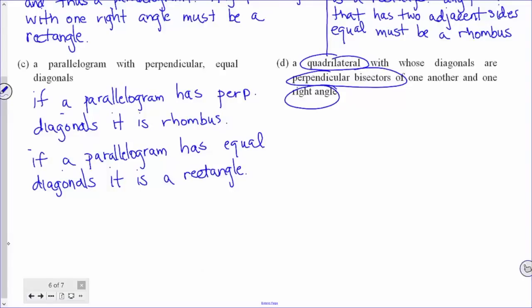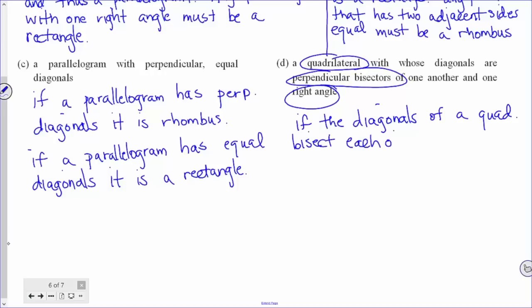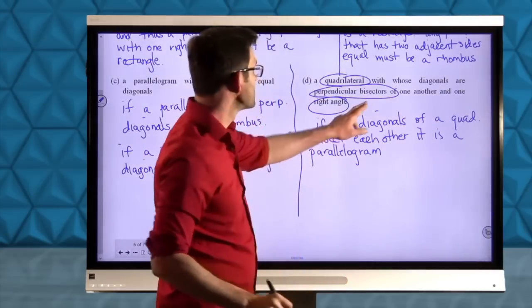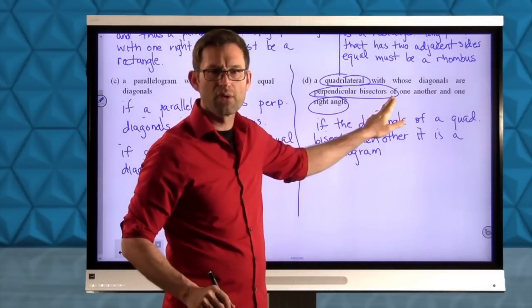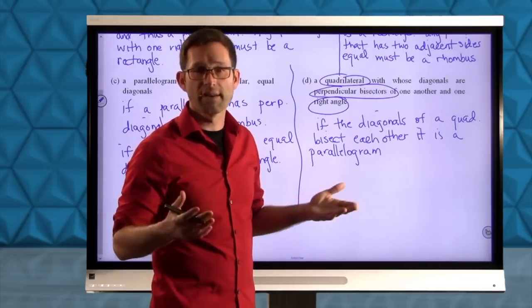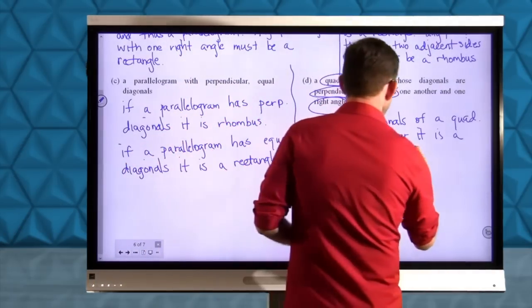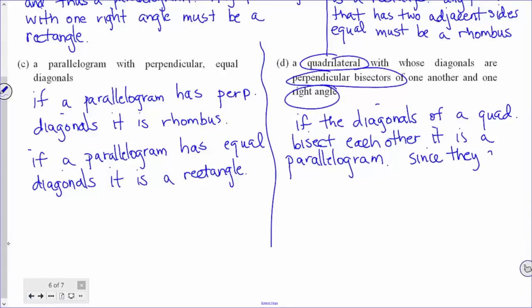Okay? So it kind of goes like this. If the diagonals of a quadrilateral bisect each other, it is a parallelogram. All right, so the first thing we can get is the fact that the diagonals are perpendicular bisectors, not so much the perpendicular, but the bisector, right? If they're just bisectors, then it's got to be a parallelogram. Since they are also perpendicular, it is a rhombus.